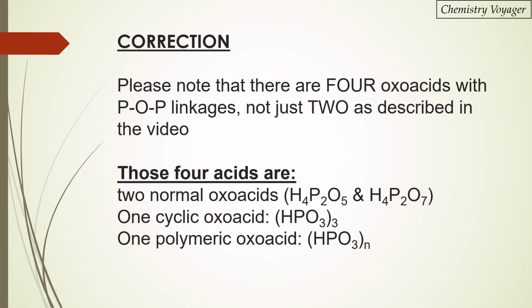There is a small correction note. While counting the number of oxoacids with the P-O-P linkages, that is phosphorus to oxygen, oxygen to phosphorus linkages, I was only considering two normal oxoacids. They are H4P2O5 and H4P2O7. However, there are two more oxoacids with P-O-P linkages. One is HPO3 taken 3 times, the cyclic oxoacid, and the other one is the polymeric oxoacid, HPO3 taken n times. Kindly note it.